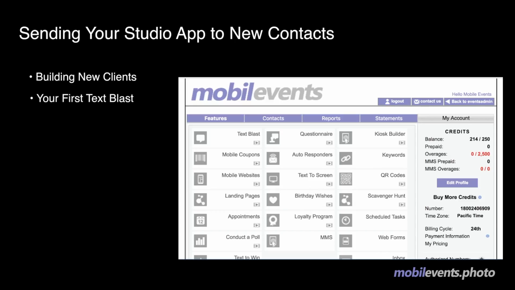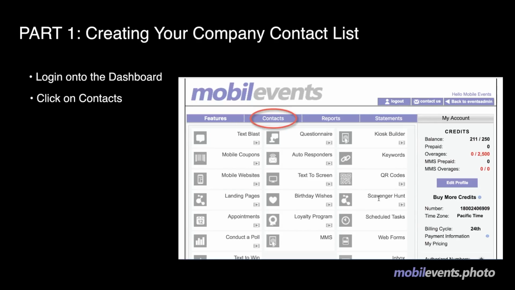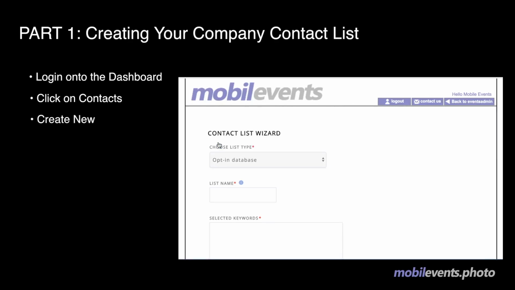The first thing we're going to do is create your company contact list. Your company list is where all contact information will be stored. Setting up a company list will only take 2 minutes. Make sure you're logged into your dashboard, however, and then from your dashboard, click on the Contacts tab, and then on Create New. This will open up the contact list wizard.